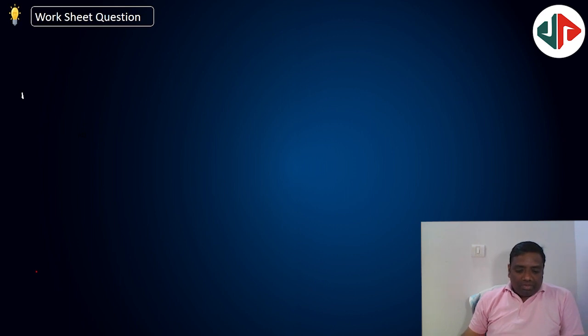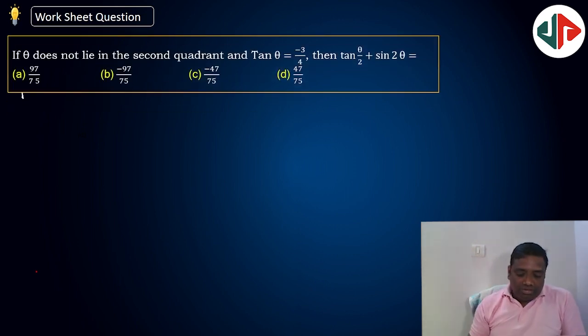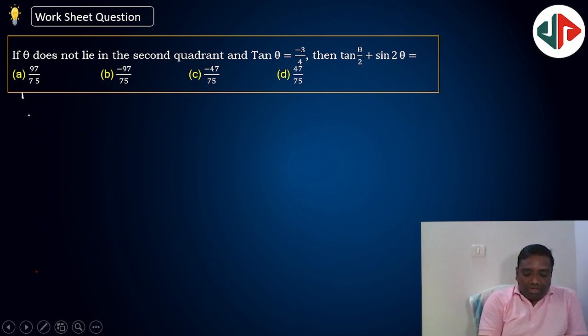Let us discuss the trigonometric functions worksheet. Let us see the worksheet question. If theta does not lie in the second quadrant and tan theta is minus 3 by 4, then what is the value of tan of theta by 2 plus sine 2 theta? So here, what is given?